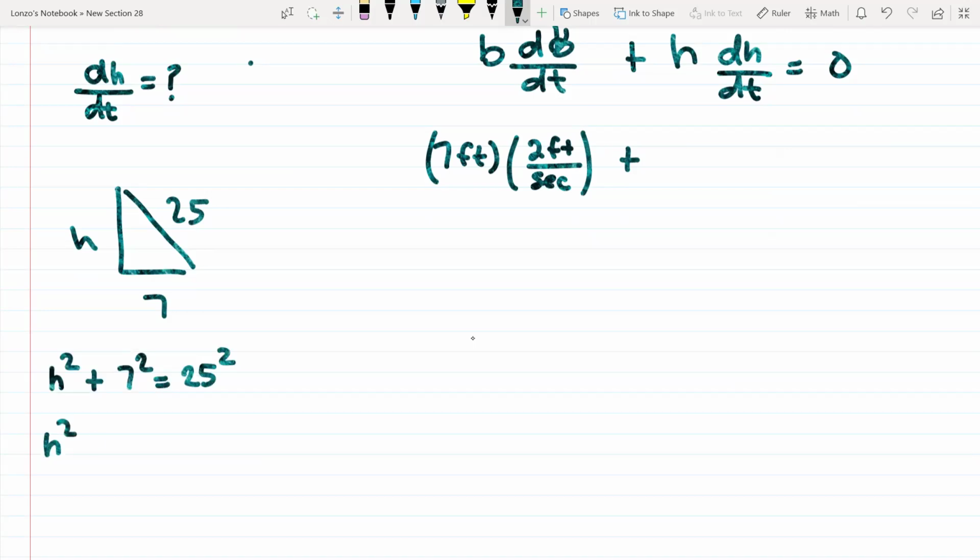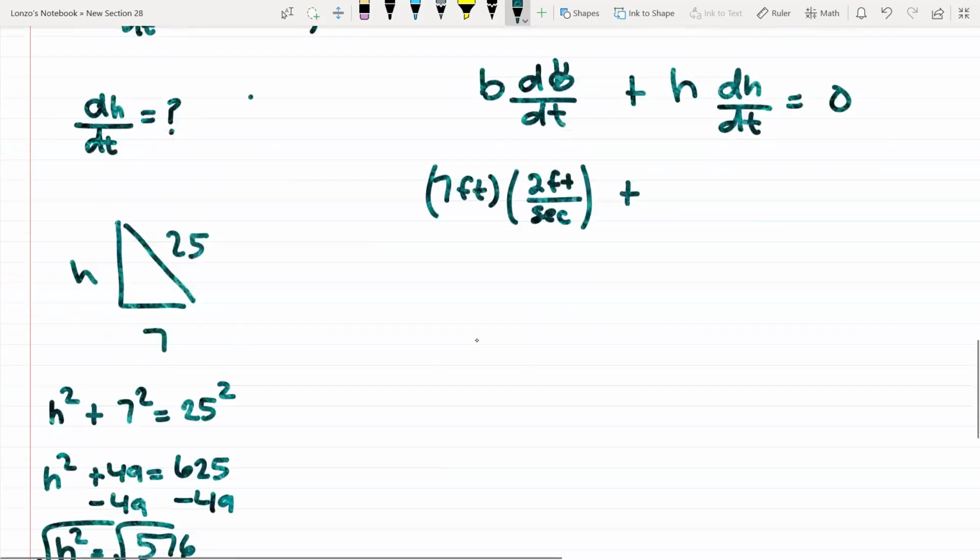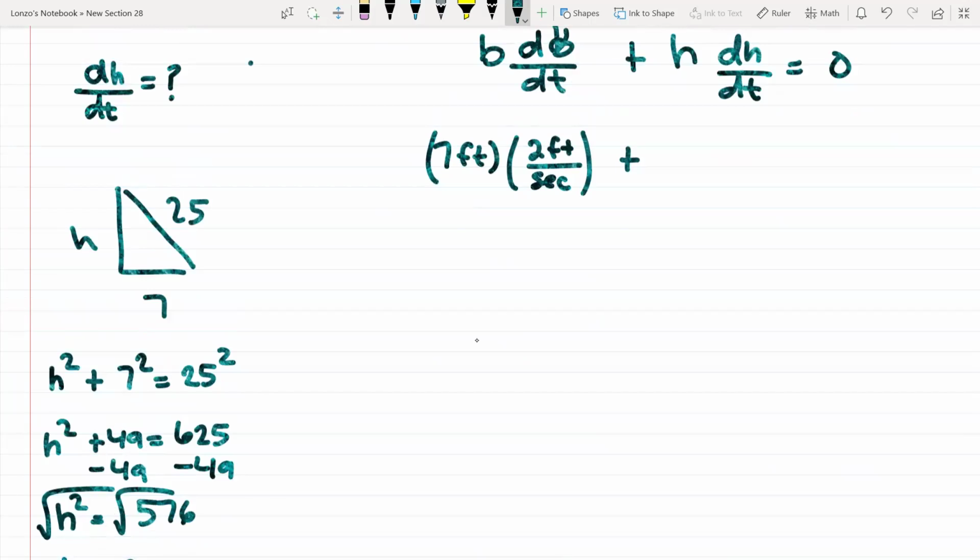So that's h squared plus 49, and then 25 squared is 625. Solve for h, so I would subtract 49 from both sides. So I have h squared equals 625 minus 49, which is 576. Solve for h. h is 24. And I'm going to use the positive 24, right? Good. So now we have the height, which is 24 feet.